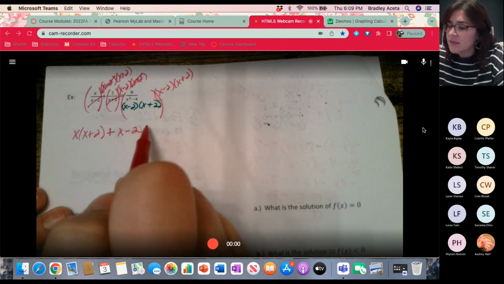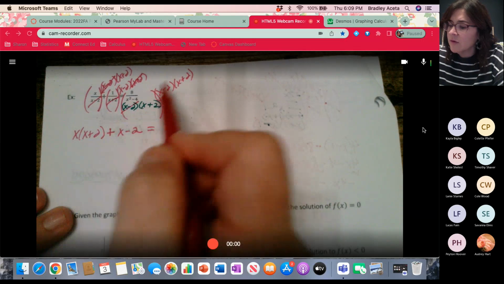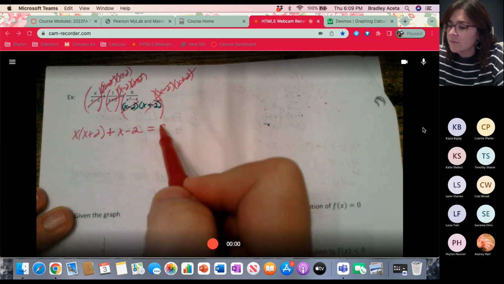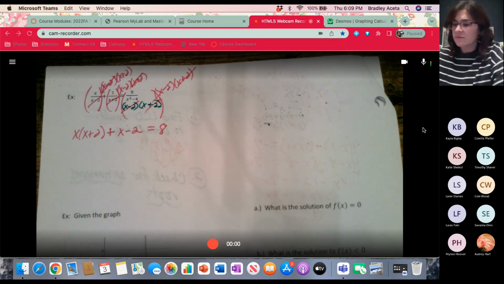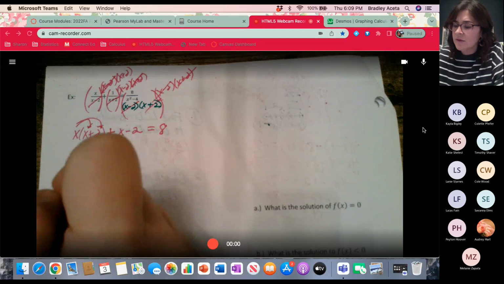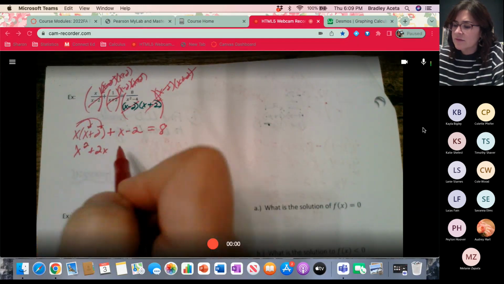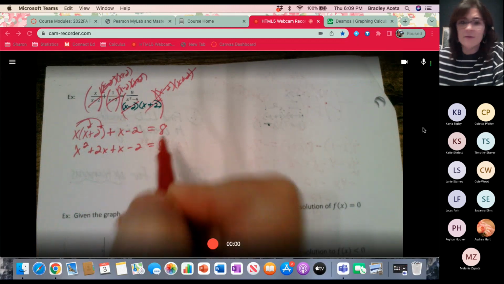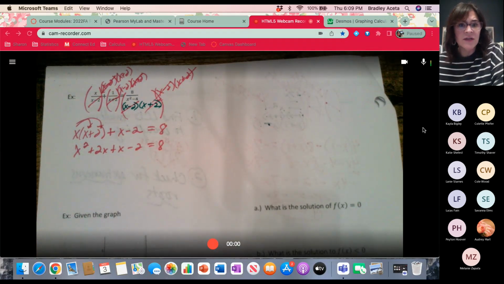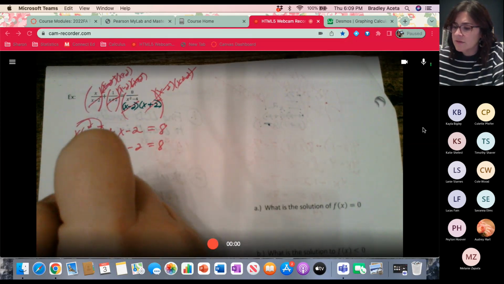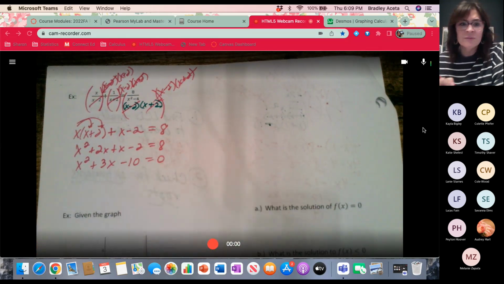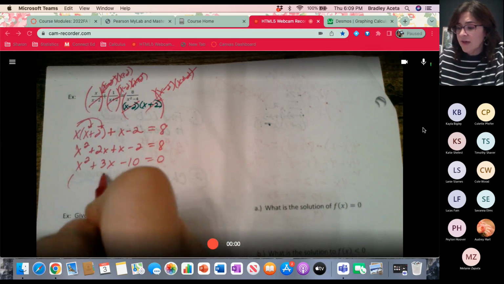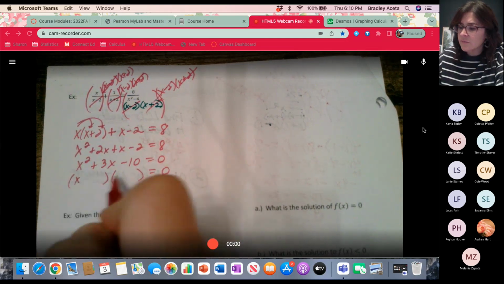What about on this side of the equal sign? Well, they all cross off except for the 8. And so now I solve this. I distribute, I get x squared plus 2x plus x minus 2 equals 8. Now, how do I solve for an x squared? Well, you set everything over to one side and set it equal to 0. So let's see, x squared plus 3x minus 10. And then we factor it.